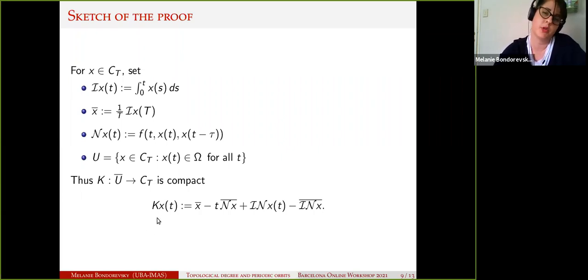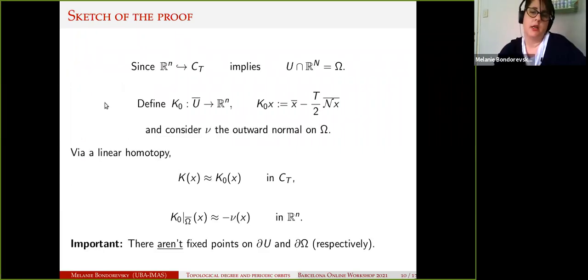This is going to be crucial in the proof, that we are not going to see properly, but this is the main thing to notice. So the idea is to embed Rn inside of C sub t using the constant functions, which implies that U intersected with Rn is omega, and then define another compact operator on C sub t that goes to Rn just because of this trivial definition, and consider nu, the outward normal, extended inside of omega.